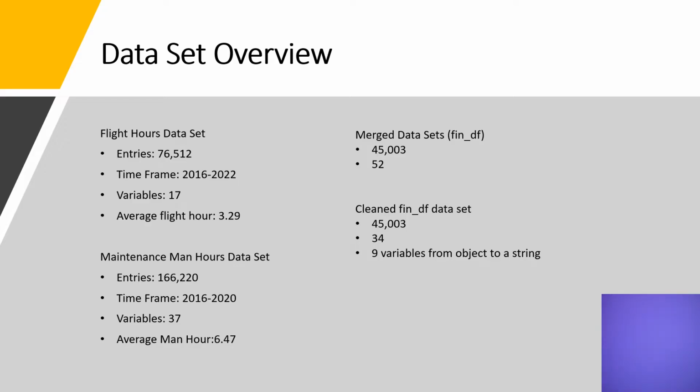In this project, 2 data sets are used to predict the future flight hours of the H-53. The first data set, flight hours, is a time series that contains 76,512 entries and 17 variables that span 2016 to 2022. Each entry is of a single flight completed by a specific aircraft, in this case, the 53s. The specific model of the H-53 is defined as well as the specifics of the flight, including the date, purpose, and hours. The date of the flight is broken down into a year, a quarter, a month, a day, and its completion date.